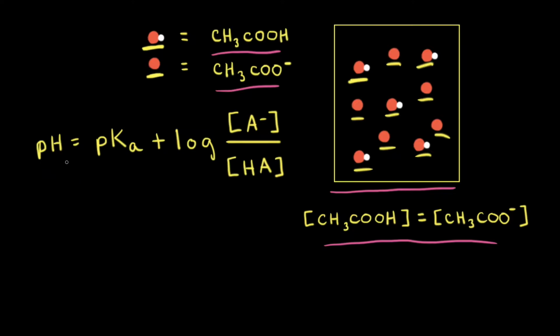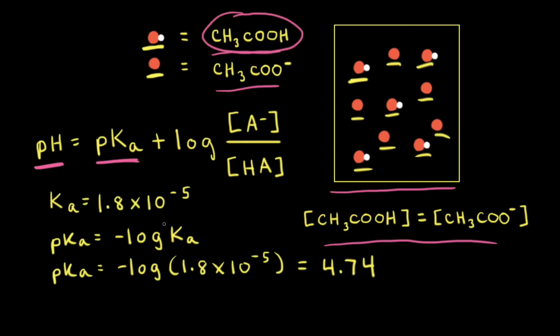Next, let's think about the Henderson-Hasselbalch equation. Our goal is to calculate the pH of this buffer solution represented in the particulate diagram. And so first, we need to know the pKa of the weak acid, which is acetic acid. At 25 degrees Celsius, the Ka value for acetic acid is equal to 1.8 times 10 to the negative fifth. The Ka value is less than 1 because acetic acid is a weak acid. To find the pKa of acetic acid, we take the negative log of the Ka value. So the negative log of 1.8 times 10 to the negative fifth is equal to 4.74.